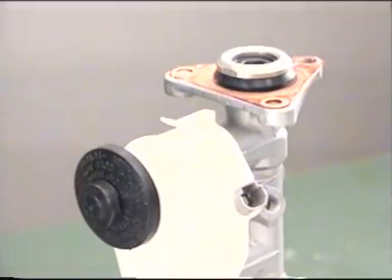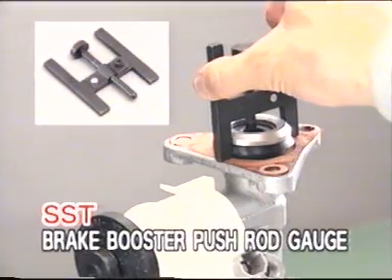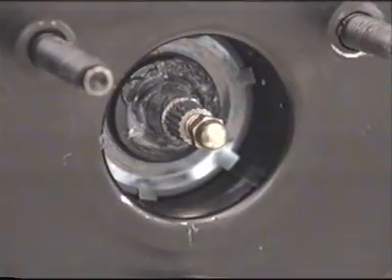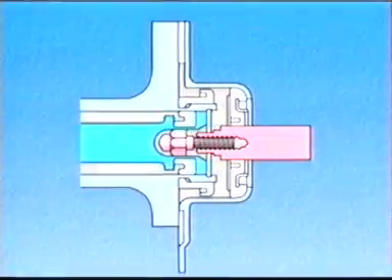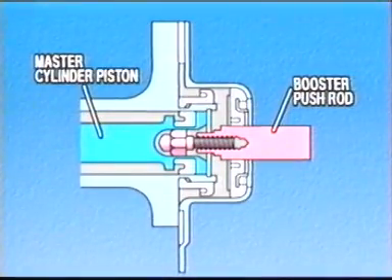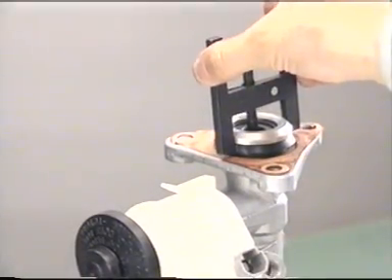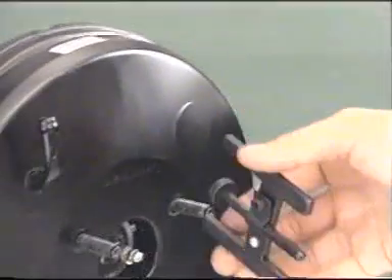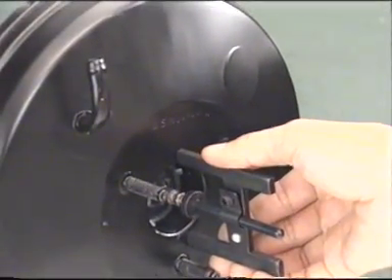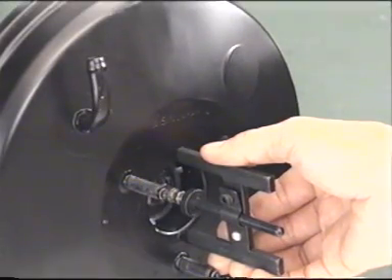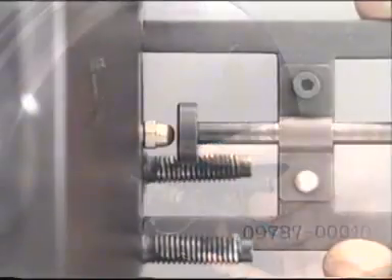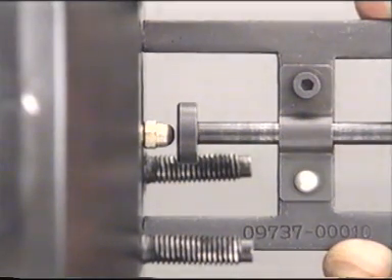Set the SST rod so it barely touches the master cylinder piston. Push the booster push rod several times and check that the reaction disc is straight. Set the other end of the SST to the booster without changing the position of the SST rod. Appropriate clearance will be created between the master cylinder and booster if there is no gap between the SST rod and booster push rod. If there is a gap, adjust the booster push rod length.